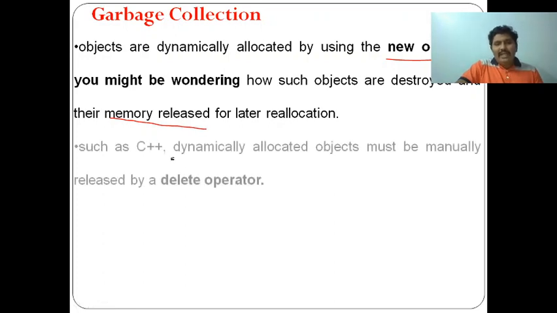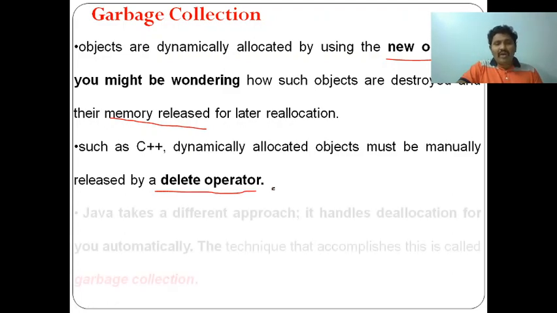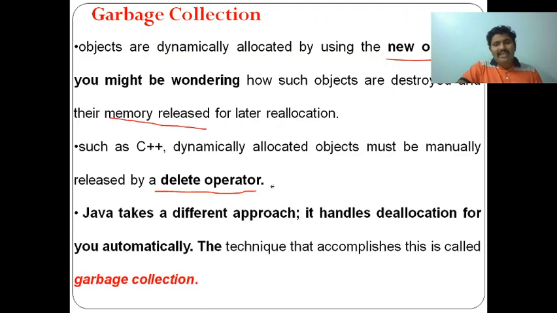Why? Because in a language called C++, dynamically allocated objects are manually deleted by using the delete operator, but such a facility is not provided in the Java language. Java takes a different approach. It handles deallocation of objects automatically. The programmer does not have to worry about how to delete the objects. This automatic deletion of objects is called garbage collection.